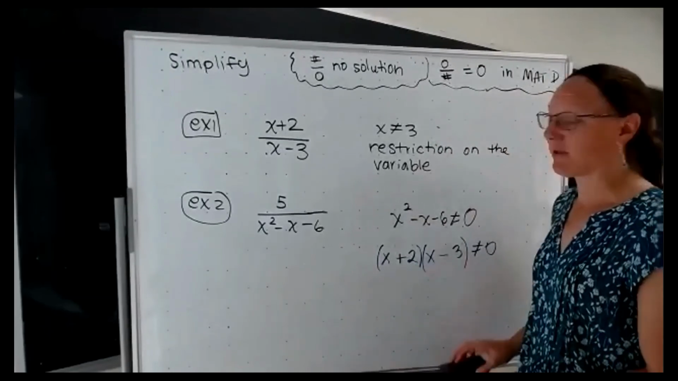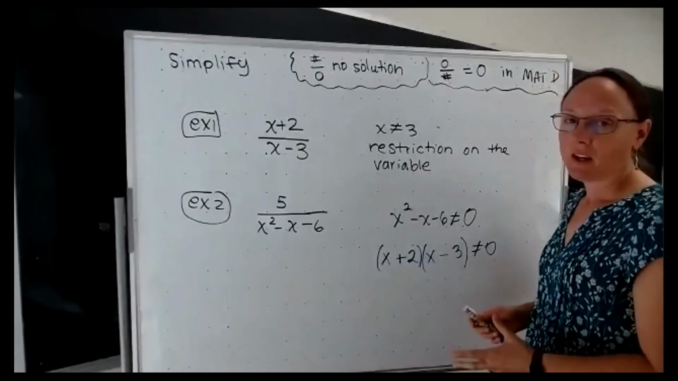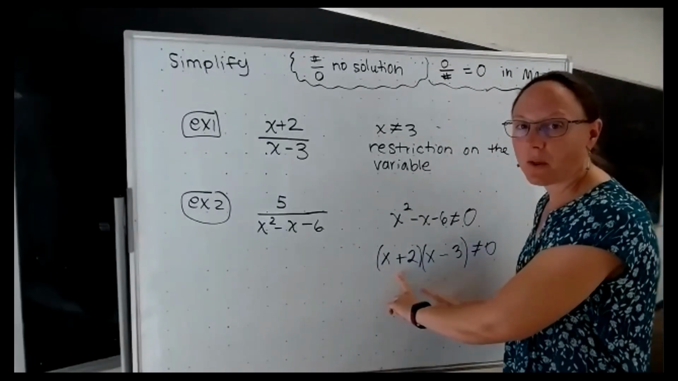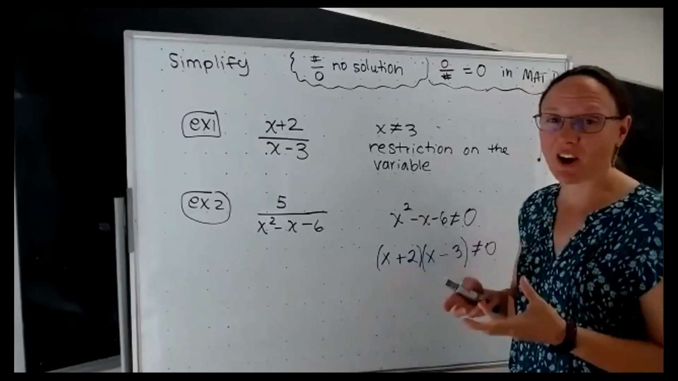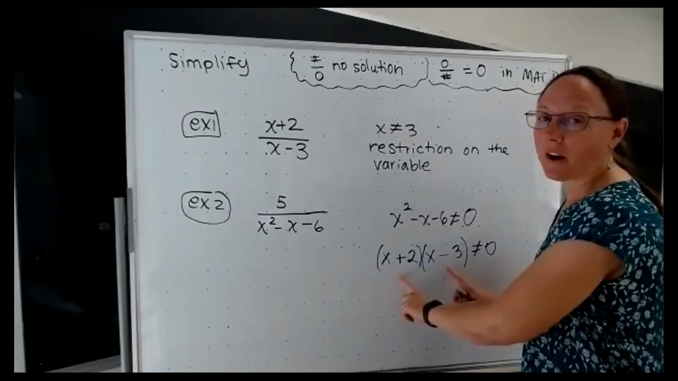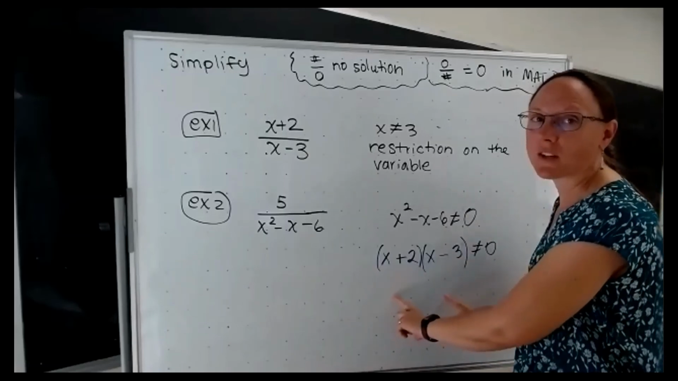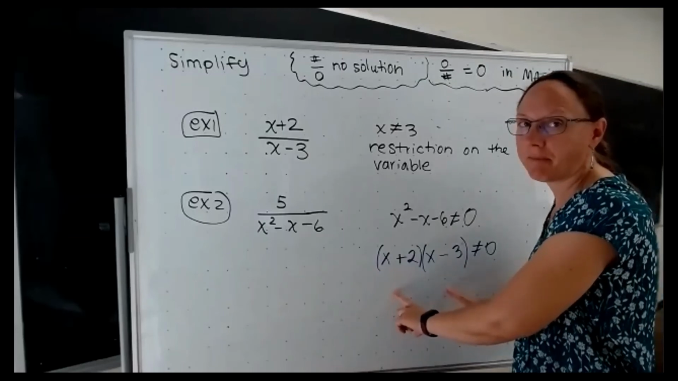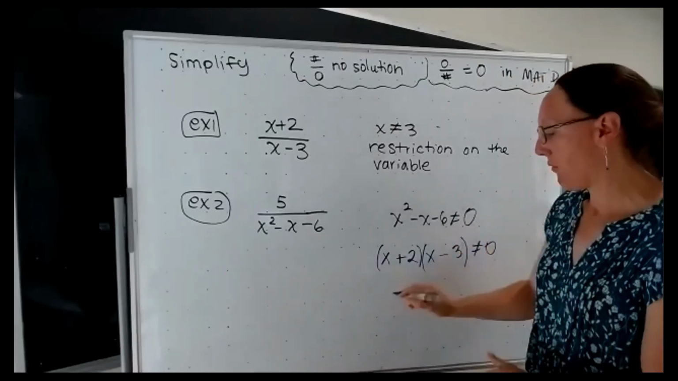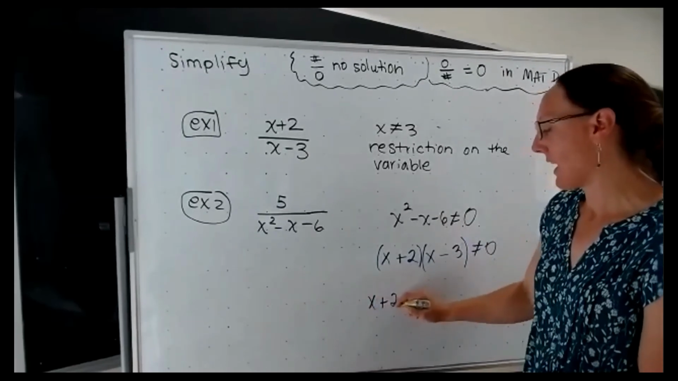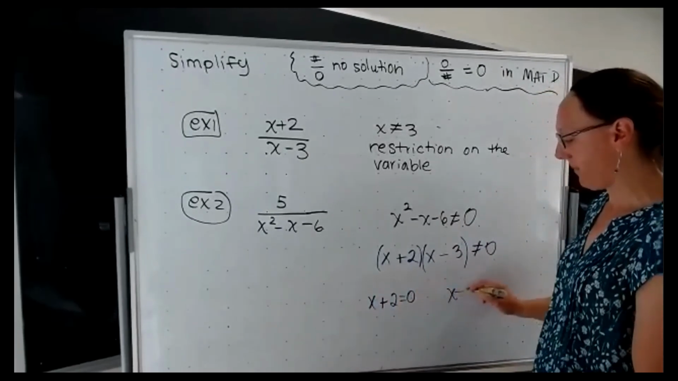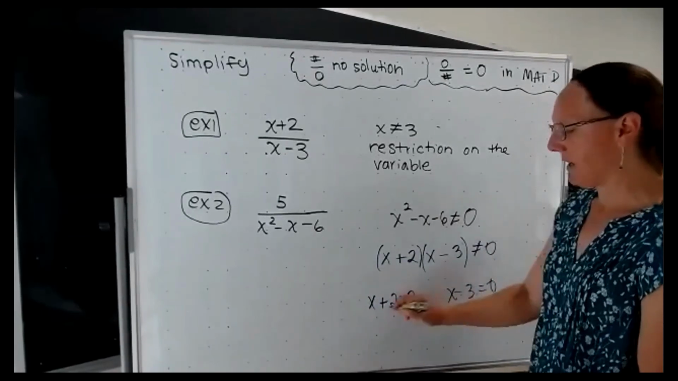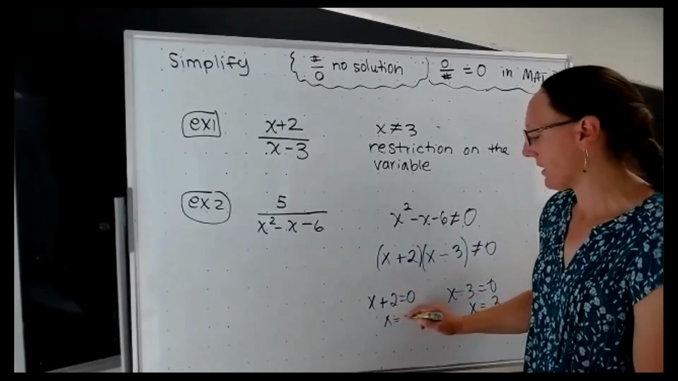Now that we have this factored, this says I have 2 pieces. They're multiplying together to be equal to 0. So one of these 2 pieces has to be equal to 0. It is totally fine if right now you want to write that out to say x plus 2 is equal to 0, x minus 3 is equal to 0, add a 3 to both sides, subtract a 2 from both sides.